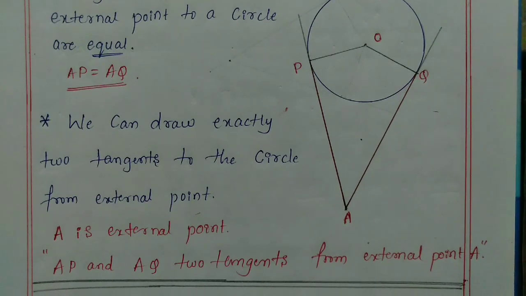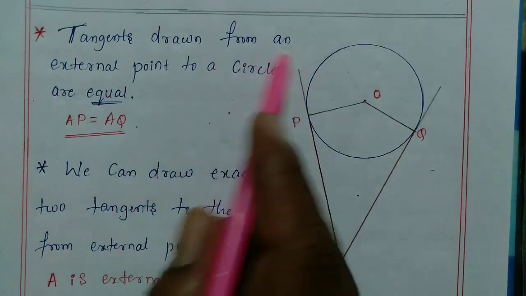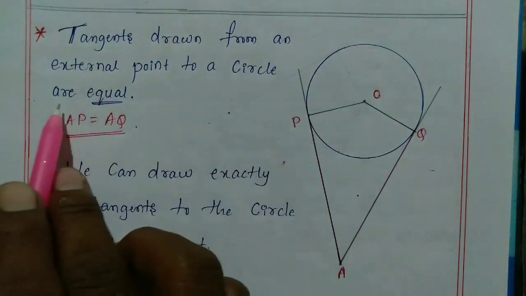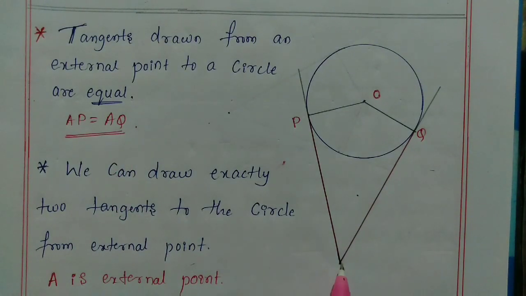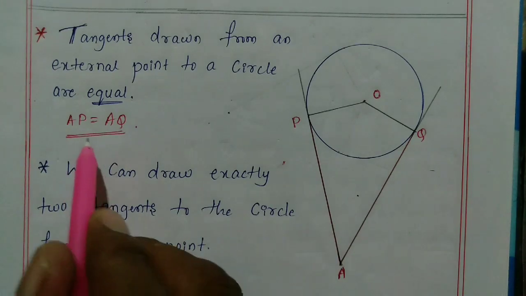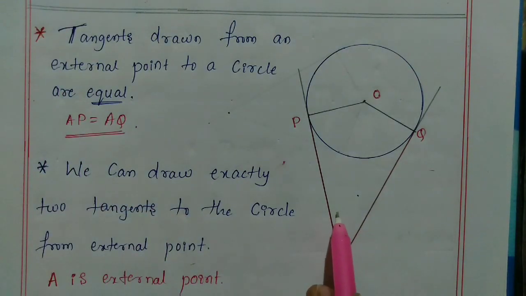Next point is that tangents drawn from an external point to a circle are equal. Tangents drawn from an external point. This is one tangent, AP, and AQ. These two tangents are always equal. So this point says tangents are equal.